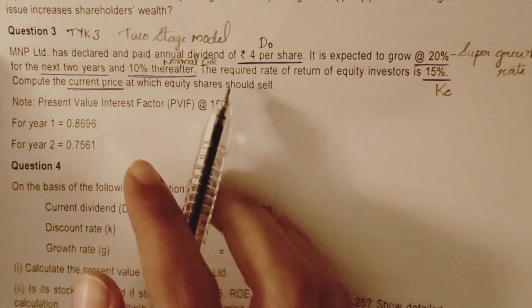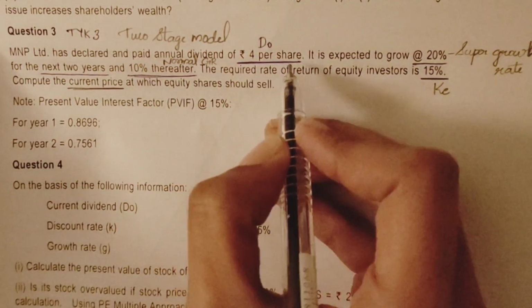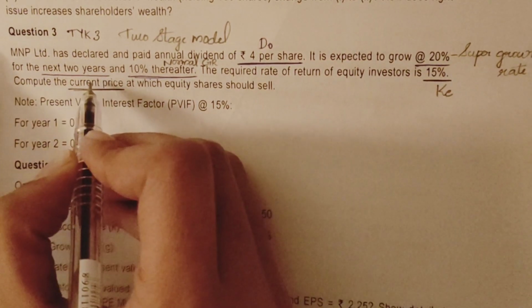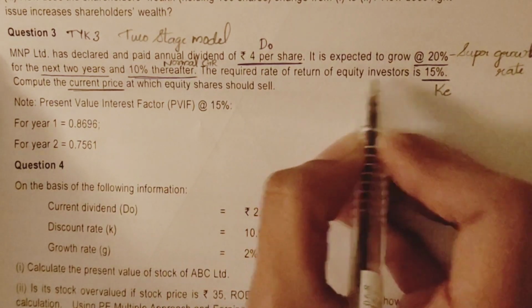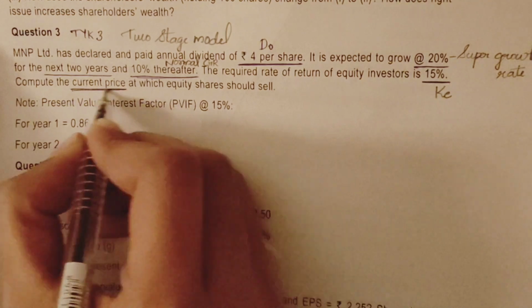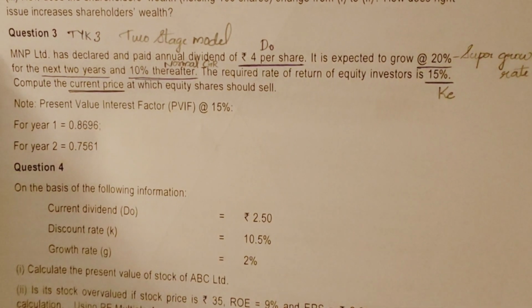TYK number 3. MNP Limited has declared and paid an annual dividend of 4 per share. It is expected to grow at the rate of 20% for the next 2 years and 10% thereafter. The required rate of return of equity investors is 15%. Compute the current market price at which the equity shares should sell. So we need to find the current market price of the equity shares.